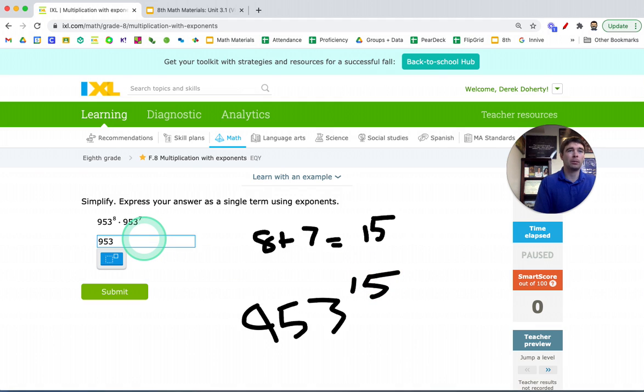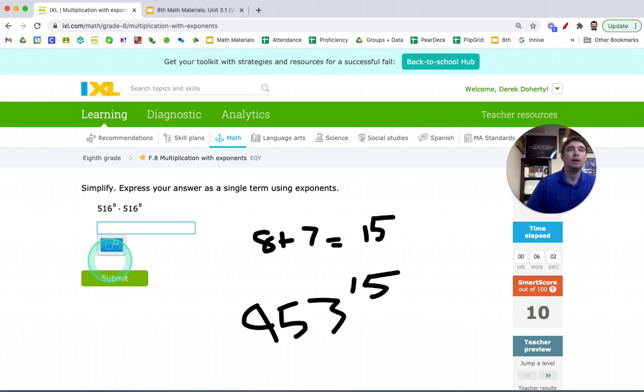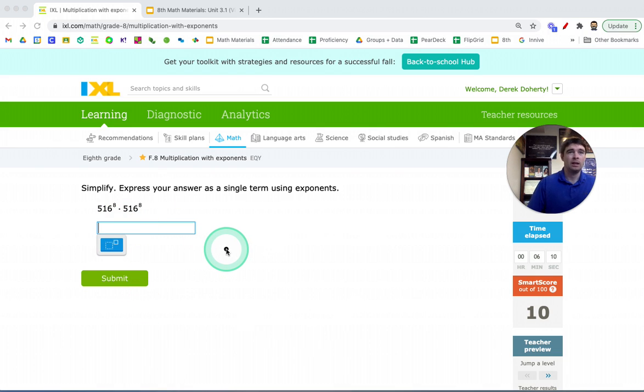So I'll put that base number in, 953. I could click this button here or hit Shift 6, and that lets me put the exponent of 15 in there. And this entire assignment for F8 just builds off the property that x to the power of a times x to the power of b just means add the exponents together. And in this case, all I would need to do is add the 8 and the 8 together, because I know there are 8 copies of 516 times 8 more copies, or a total of 16 copies of 516 multiplied together.